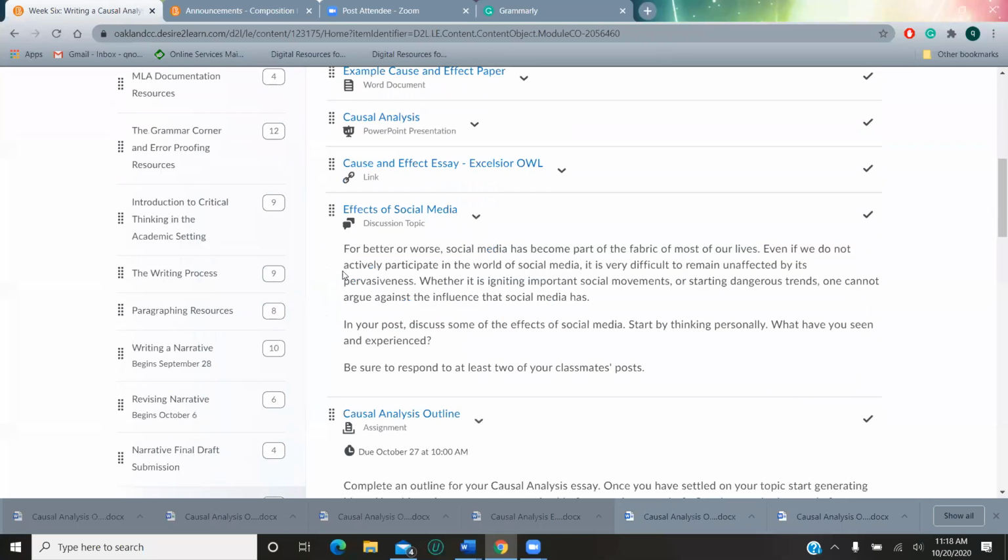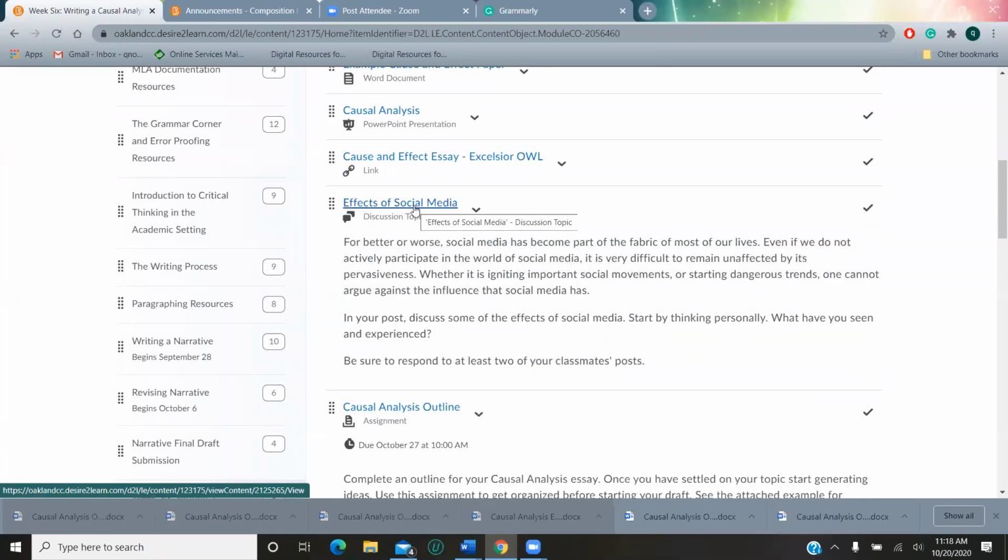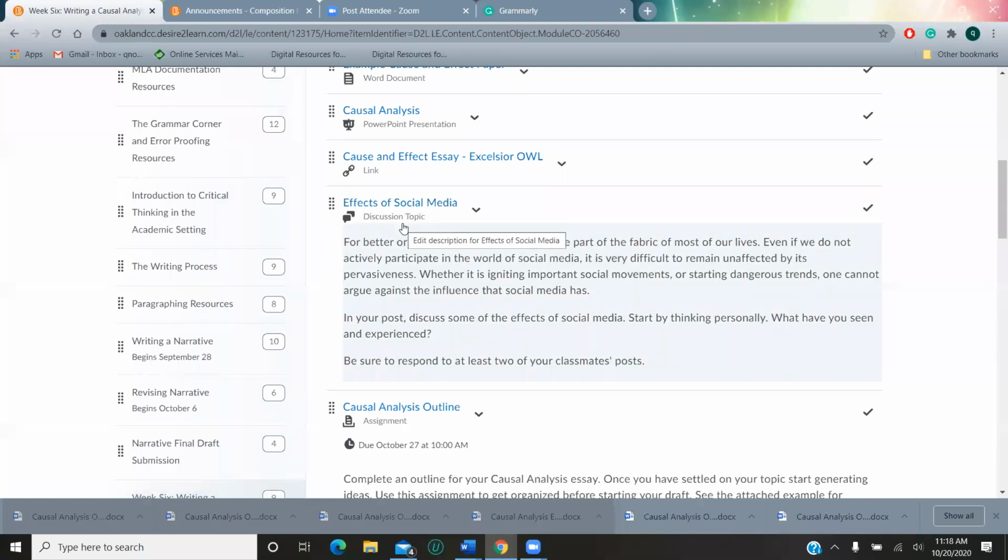All right. And then the final thing, really just to get us in the cause and effect mindset, there's a discussion question. And it's just some generic effects of social media. Think about it. Positive, negative, that's up to you. Social media is kind of like fire, right? It can warm you or it can burn your house down, but that doesn't mean that it's necessarily inherently good or bad. All right. So yeah, think about it.